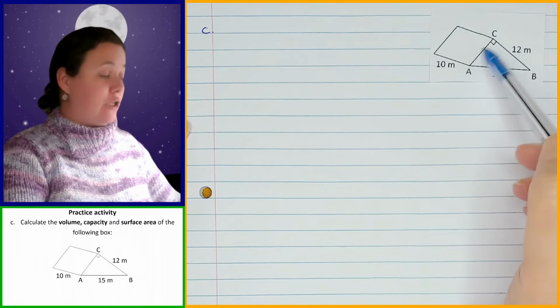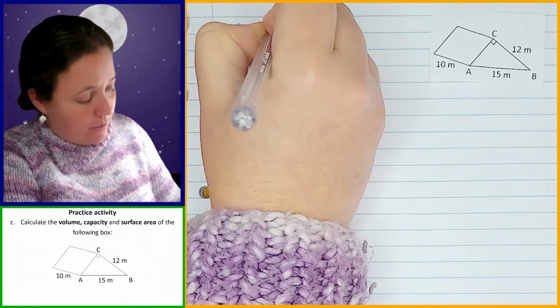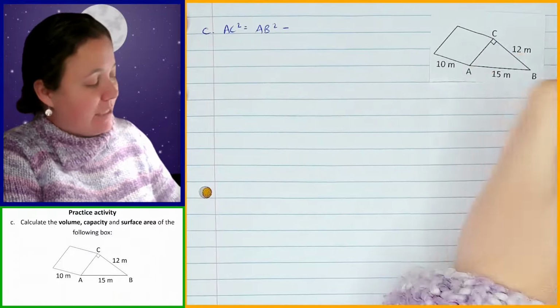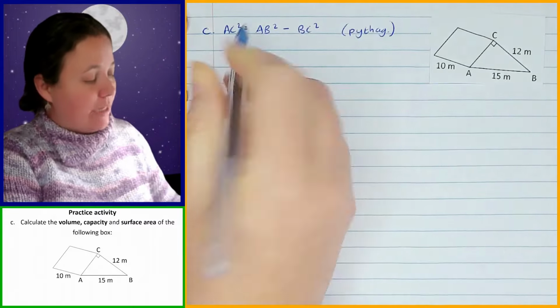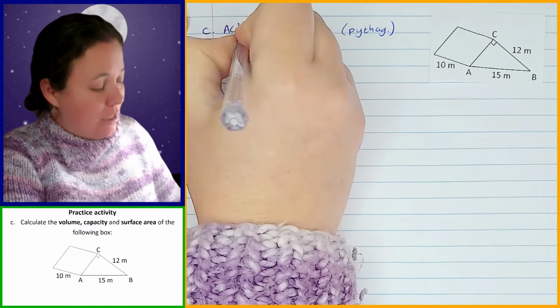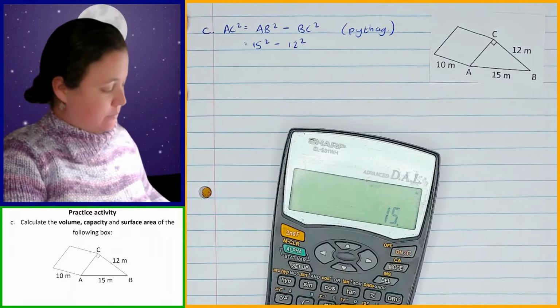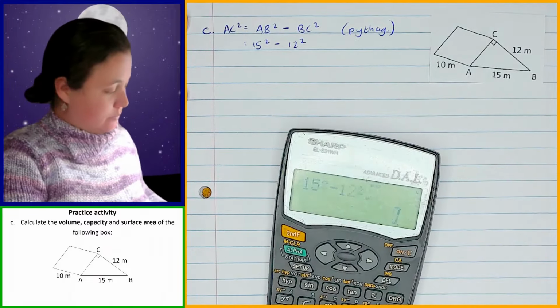Okay, so I'm going to use the Pythagorean theorem to do that. So I've got AC squared is equal to the hypotenuse squared, that's AB squared, minus BC squared. And the reason I can do that is because of the Pythagorean theorem. Okay, so now we're going to go and fill in our values. So over here I've got 15 squared minus 12 squared, and that gives me 81.